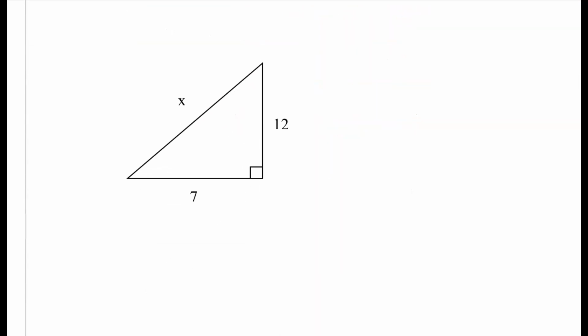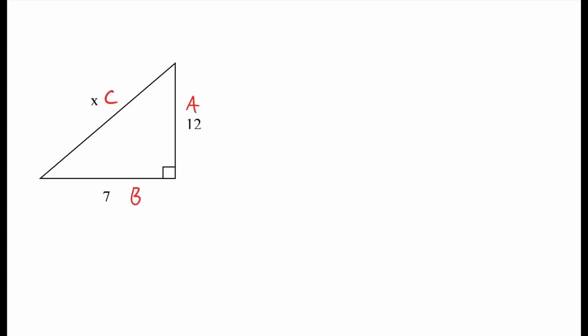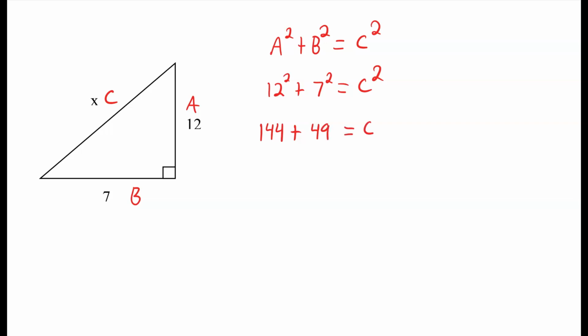Going on to the next page, I want to again label the sides that I'm looking for. So I have a, b, and c. I'm going to set up my equation, which is a squared plus b squared equals c squared. A we have as 12 squared plus b we have as 7 squared equals c squared. 12 squared gets me 144, plus 7 squared gets me 49, is equal to c squared.